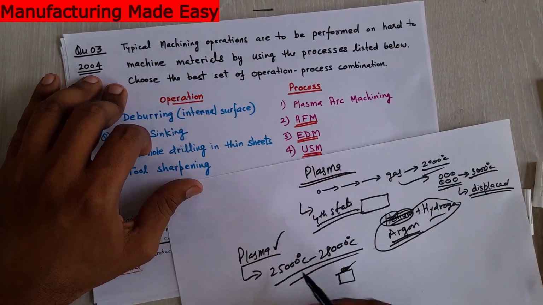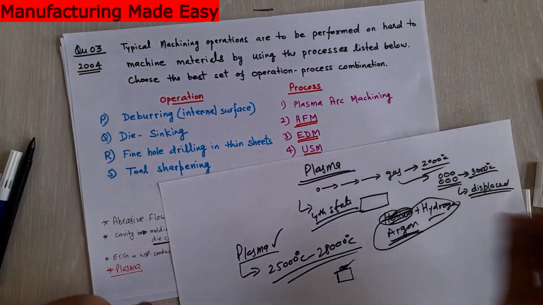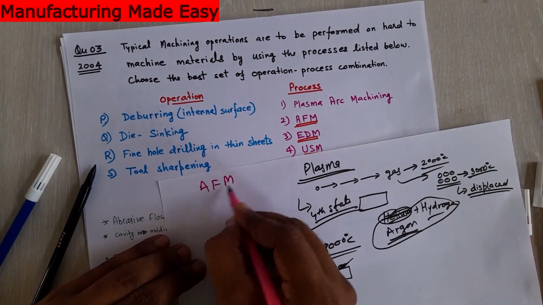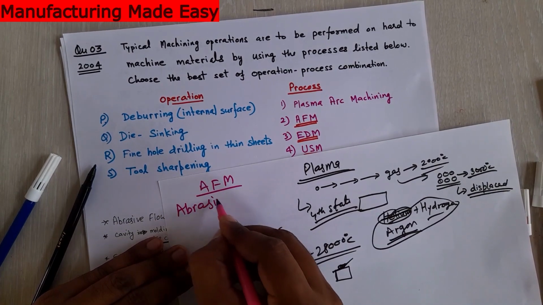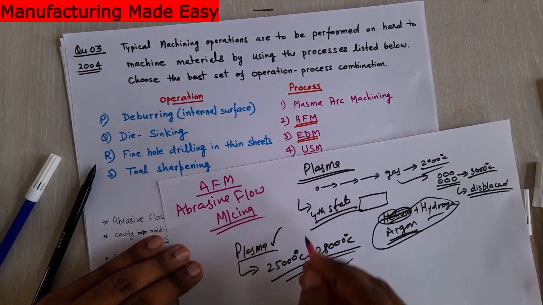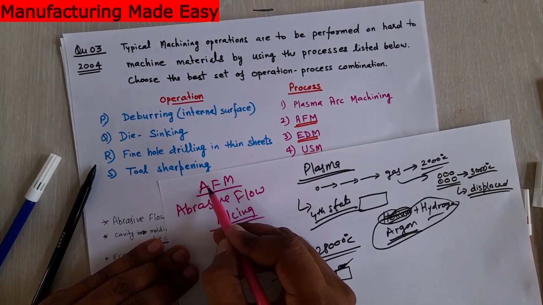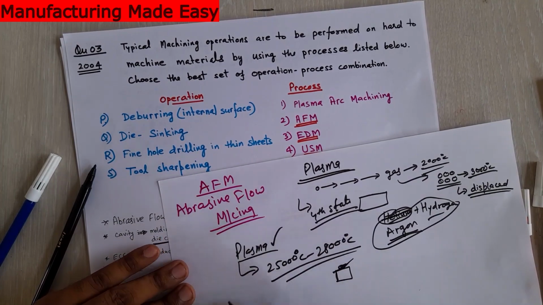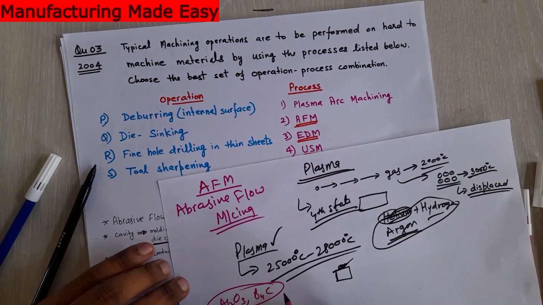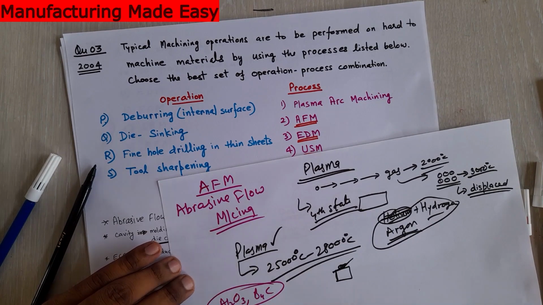Next is abrasive flow machining. Now I will discuss abrasive flow machining, AFM. In this, abrasive with some fluid carrier is used. Abrasives like Al2O3 or boron carbide are used with a carrier gas, and with high velocity these strike the surface of the material and cause erosion on the material.